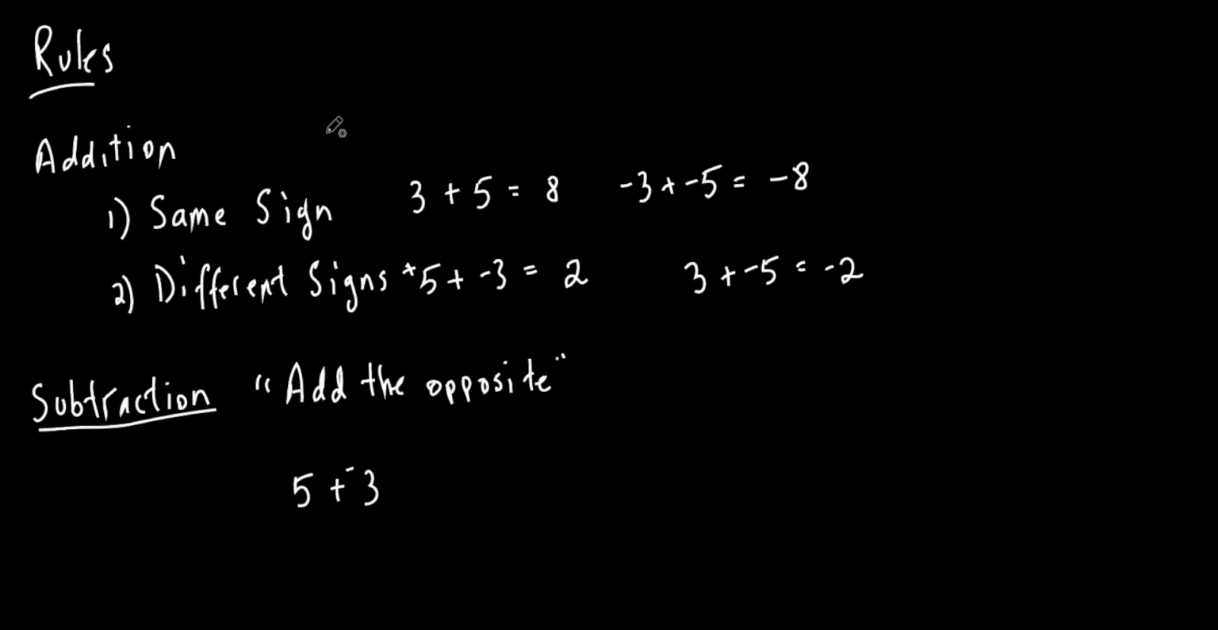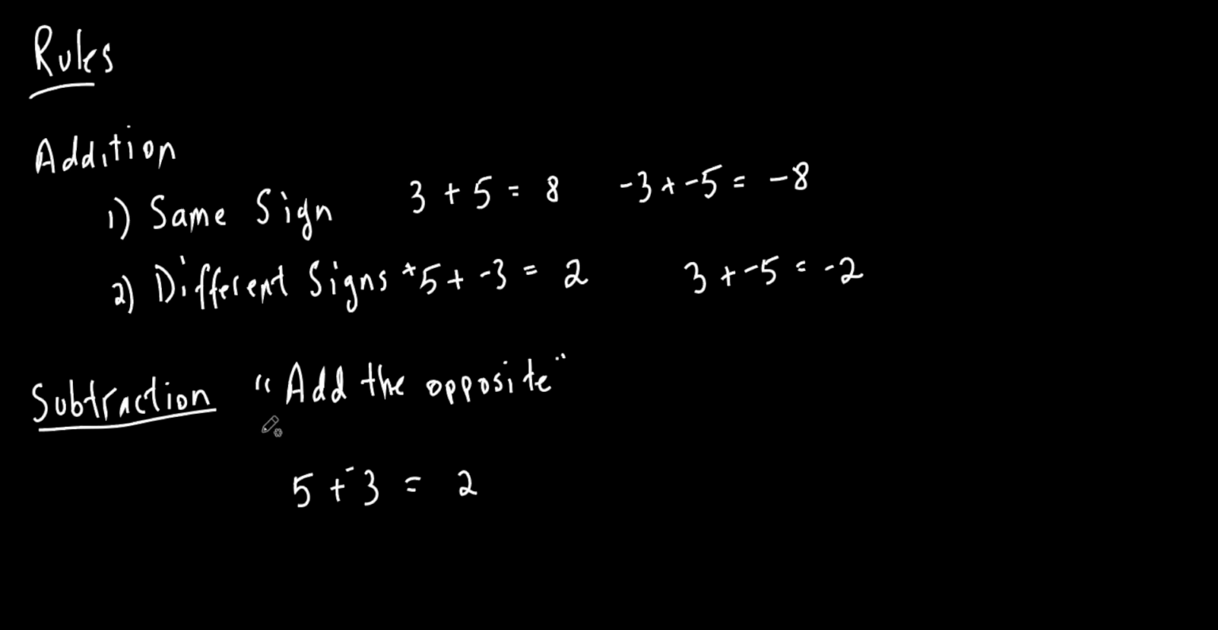So really, I don't have a lot of rules for subtraction. I always change it to an addition problem, and then you just apply the rules of addition. Does that make sense? So what does the rule say? Add the opposite. Now, I'm adding, I got different signs, so I subtract the two numbers, keep the sign of the bigger one, and it's 2.